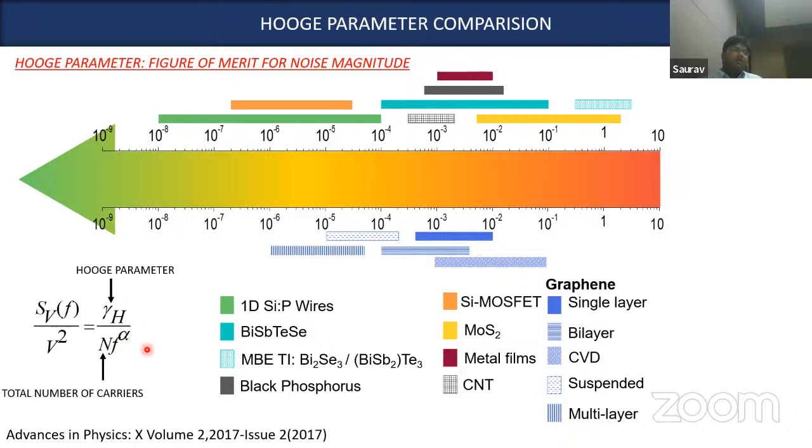Hooge parameter, yeah. It's empirical. I don't think it's discarded, but it is still being used, even in recent papers on silicon phosphorus wires, and we are still using the parameter to look at how good the environment is as far as these materials are concerned for noise.